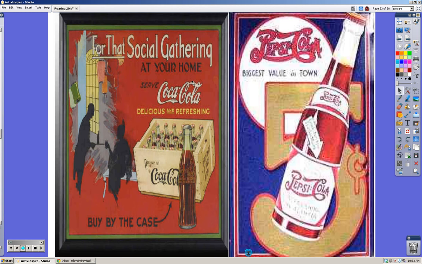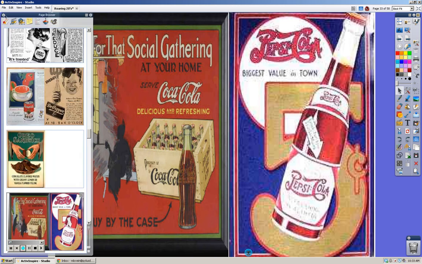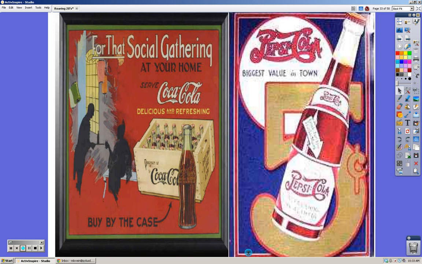Then you have Coca-Cola and Pepsi. The Coke Wars became the Cola Wars. Started to emerge, saying you can buy Coke by the case. Okay, 5 cents for a Pepsi, and these things really make you want to have it. You can see like high class here is like a butler serving a woman. Coke makes it look high class.